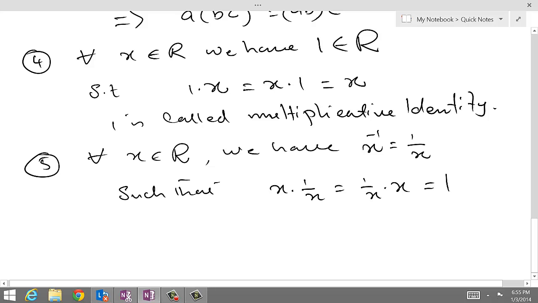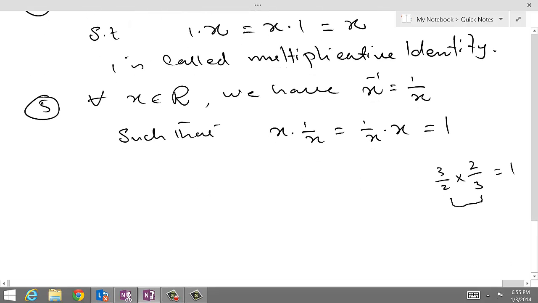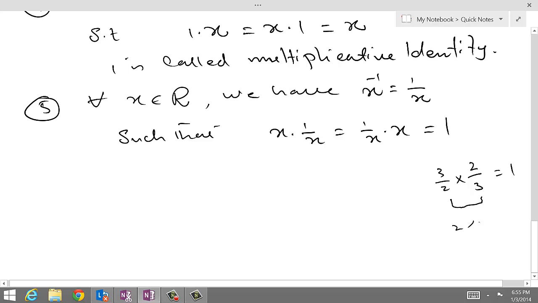So what is the multiplicative inverse of 3 over 2? The multiplicative inverse of 3 over 2 will be 2 over 3, and that will give us the answer 1. So 2 by 3 is the multiplicative inverse of 3 over 2. Similarly, what is the multiplicative inverse of 2? That is 1 over 2. What is the multiplicative inverse of minus 3? That will be minus 1 over 3. So you simply reciprocate the number and you'll get the multiplicative inverse.